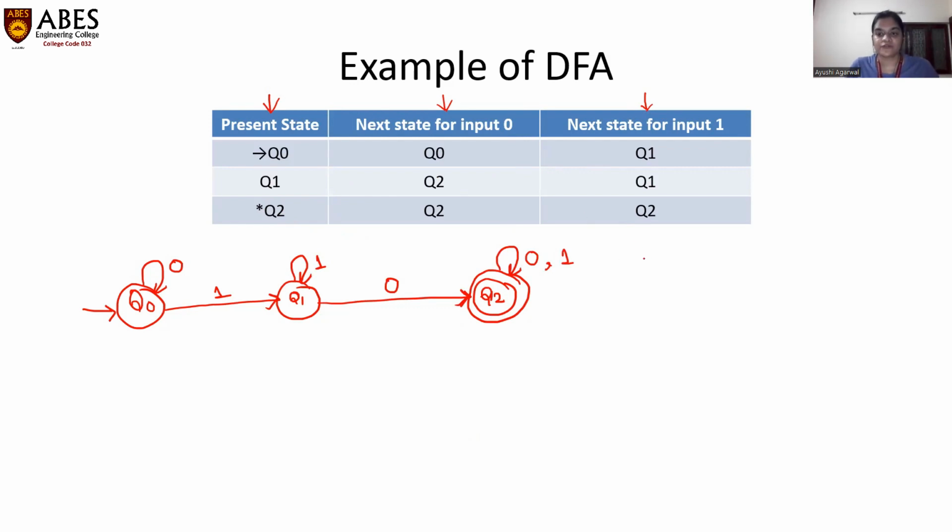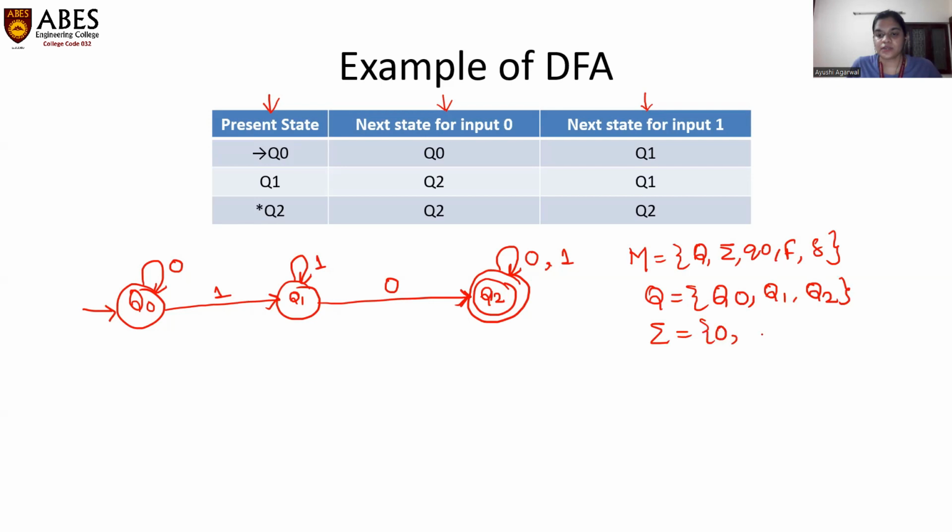Now let us define our 5 tuples over here and the transition table as well. So our tuples are Q, sigma, Q0, F, and delta. Over here Q is Q0, Q1, and Q2. Our sigma values are 0 and 1. For the start state, we have capital Q0. For F, we have Q2.